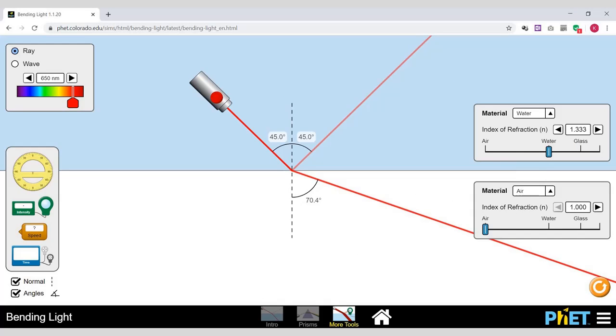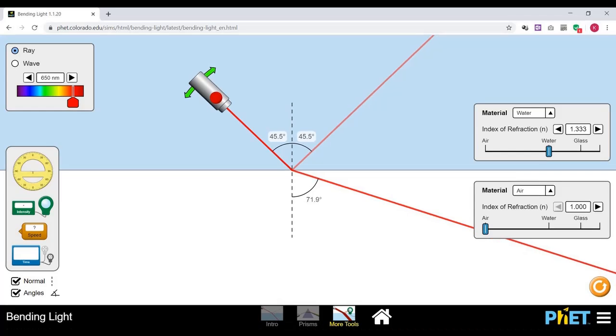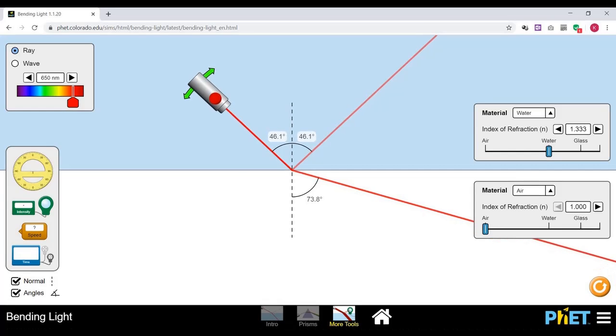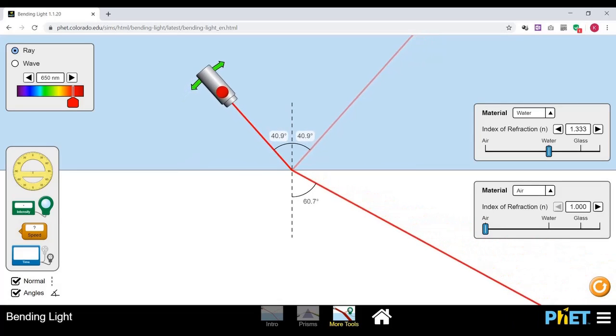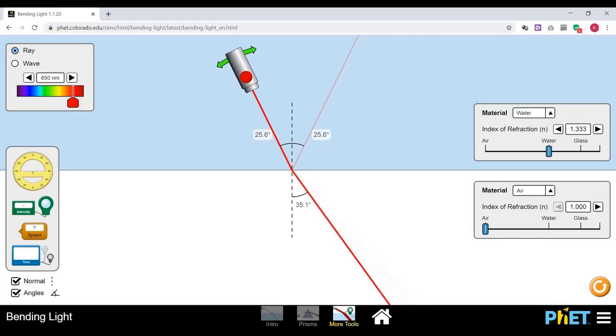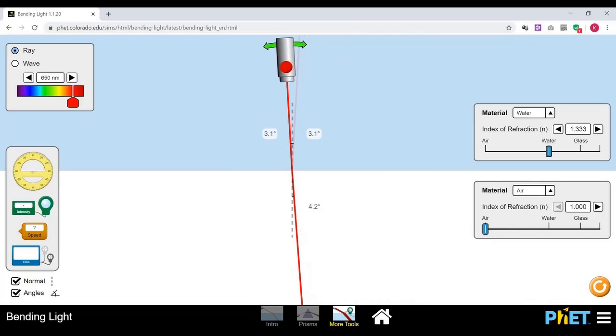Now, let's watch what happens as I move this laser beam. Here, I'm moving the laser beam to decrease the angle of incidence. As I do this, the angle of refraction also decreases. As the incident beam approaches the normal line, the refracted beam also approaches the normal line.